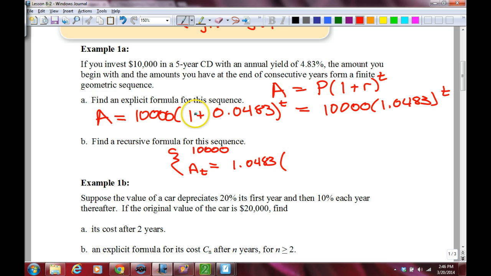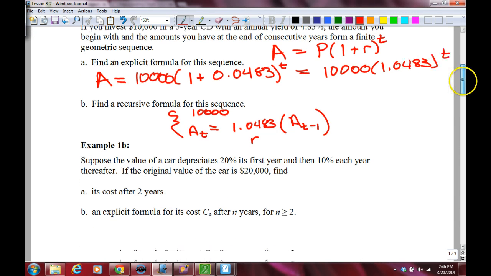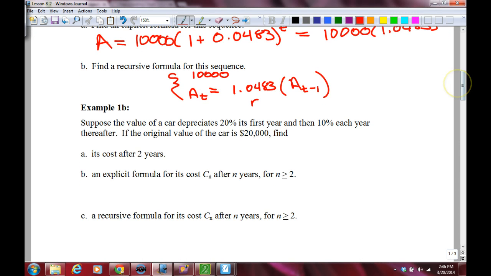But because we're adding to it, you got to add that 1 to it. Otherwise, it would make it smaller, right? So this is my little r. And then I'm going to put in A sub T minus 1 because it's dependent on the last one that you had in the sequence. Recursive, remember, always depends on the last one that you had. Okay? All right.